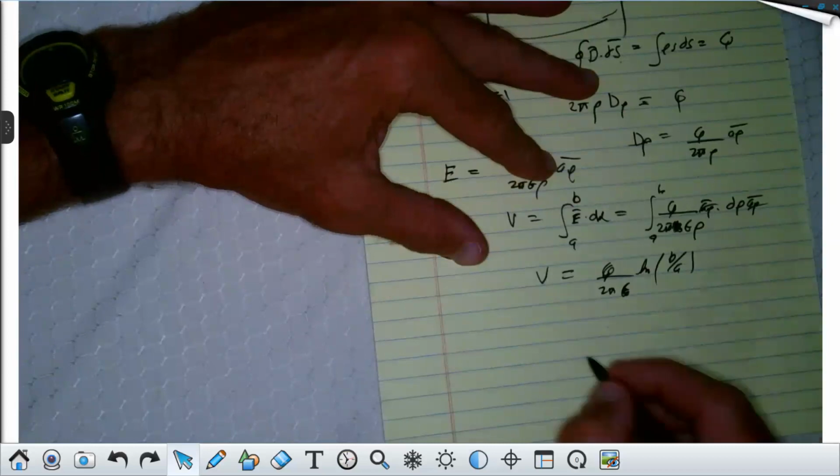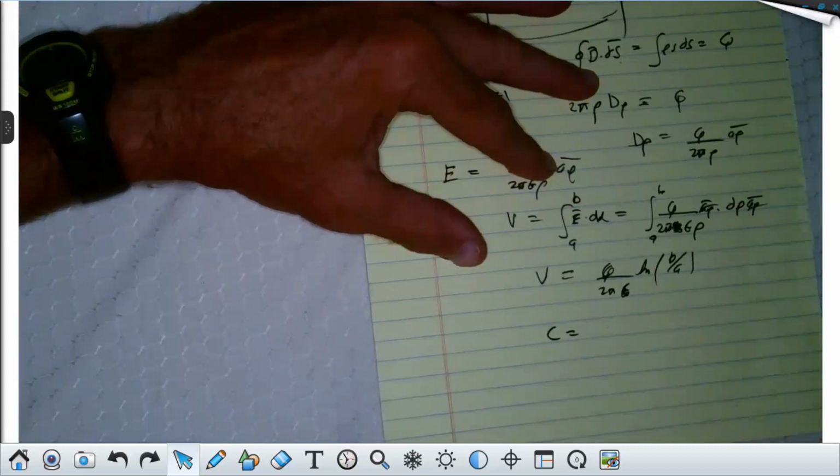And finally, what's the capacitance? Do you want to tell me? It's Q over V. Right.